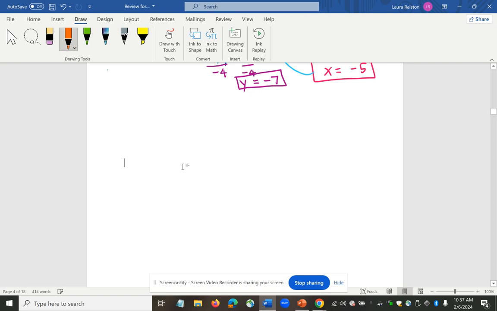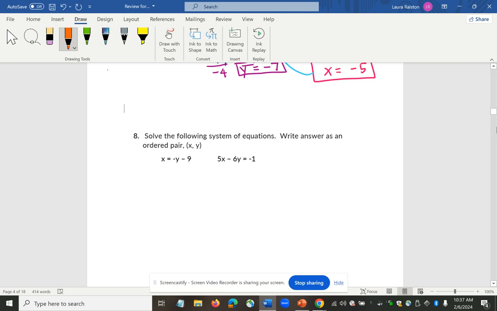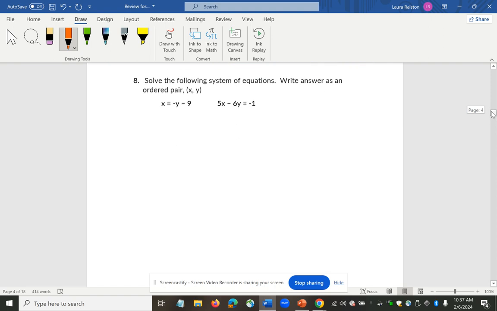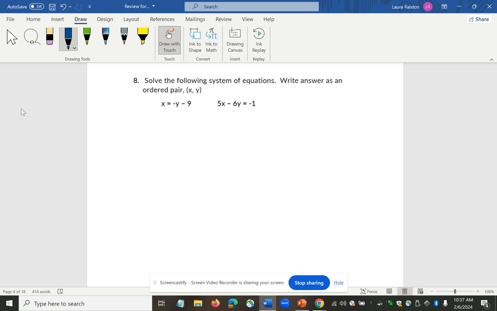All right, question 8, I believe, is a similar question. It says solve the following system of equations and write your answer as an ordered pair. One of the things that I notice about this particular problem is that the first equation is already solved for x. So this would be a good use of the substitution method. I'm going to take the equation that's solved for x and substitute it into the second one wherever there is an x.